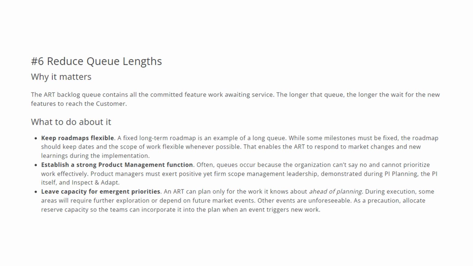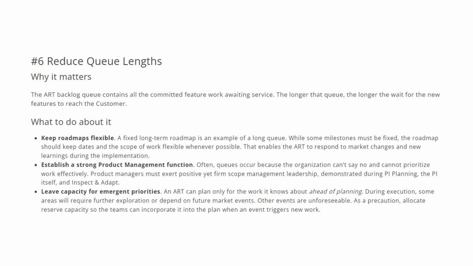A fixed long-term roadmap is an example of a long queue. While some milestones must be fixed, the roadmap should keep dates and the scope of the work flexible whenever possible. That enables the org to respond to market changes and new learnings during the implementation.